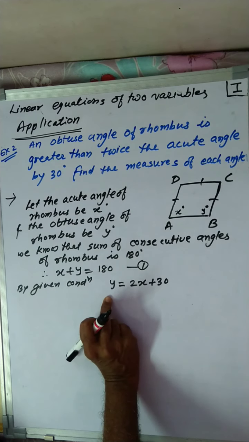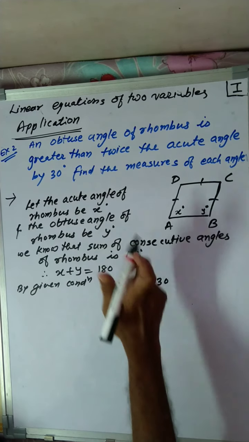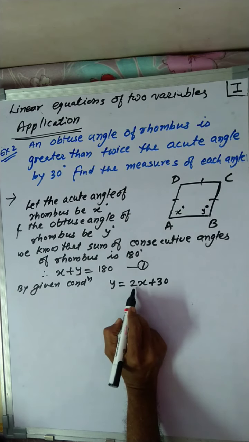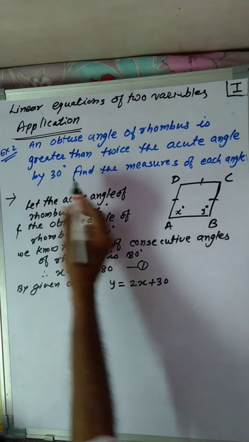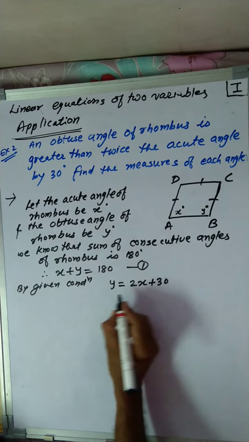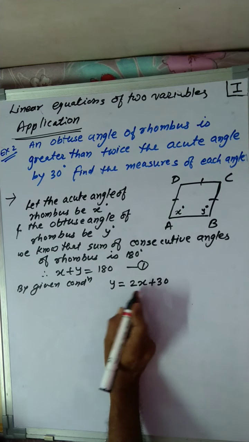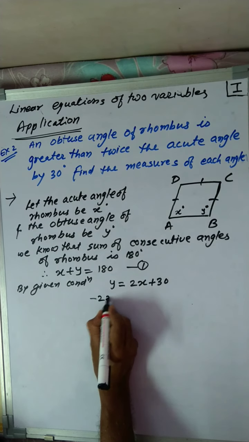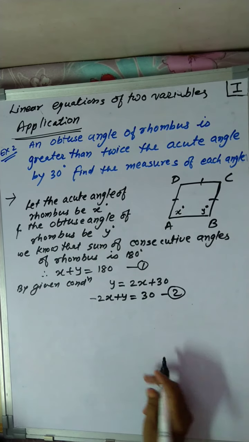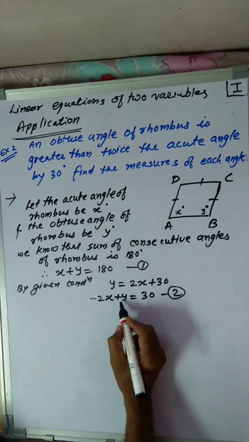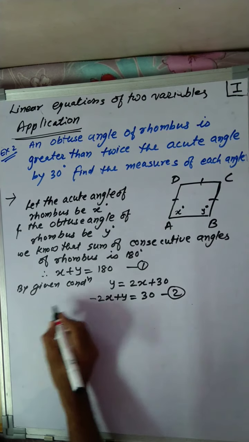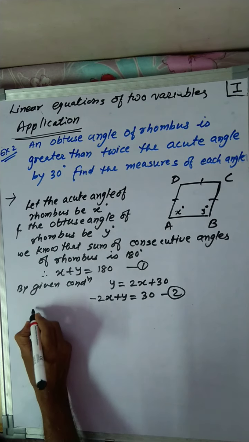I repeat that sentence once again. The obtuse angle, that means y, is greater than twice the acute angle, that is 2x plus 30, by 30 degrees. Now we get the second equation from this. Taking 2x to the other side, we get minus 2x plus y is equal to 30. This is equation number 2. In these two equations, the coefficient of y is the same and the sign is also the same, so we have to subtract these equations. Now we subtract the second equation from the first.